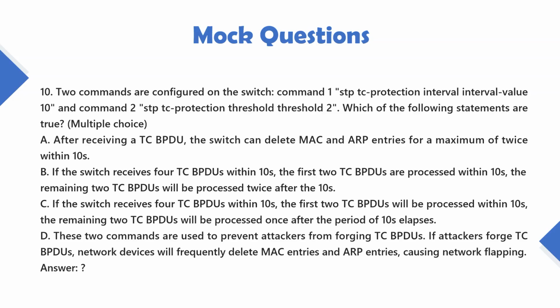C. If the switch receives 4 TC-BPDUs within tens, the first 2 TC-BPDUs will be processed within tens. The remaining 2 TC-BPDUs will be processed once after the period of tens elapses. D. These two commands are used to prevent attackers from forging TC-BPDUs. If attackers forge TC-BPDUs, network devices will frequently delete MAC entries and ARP entries, causing network flapping.